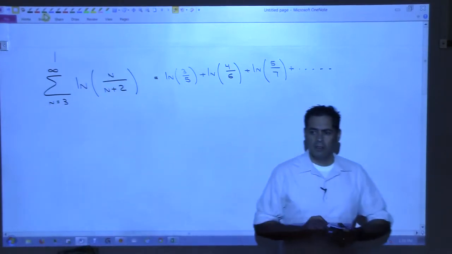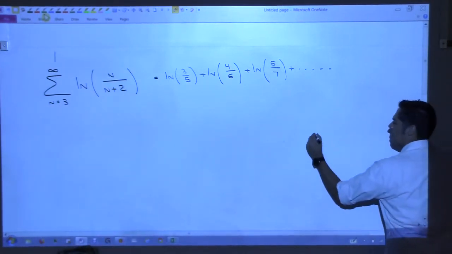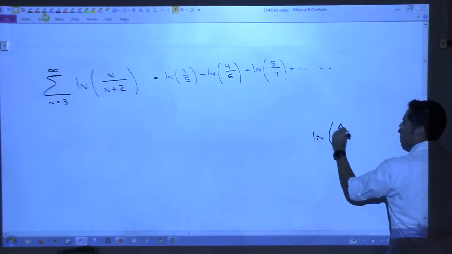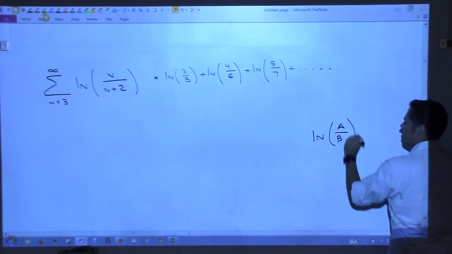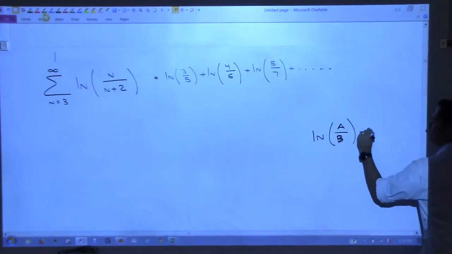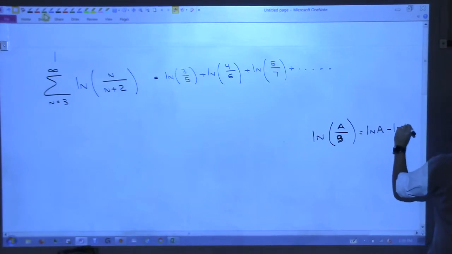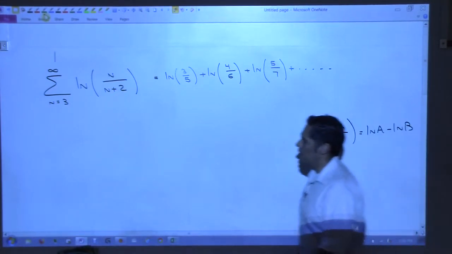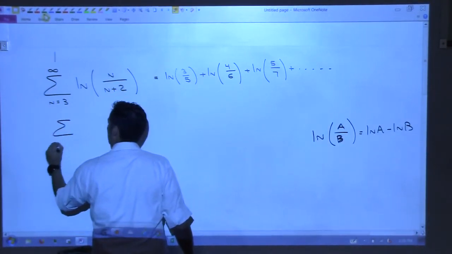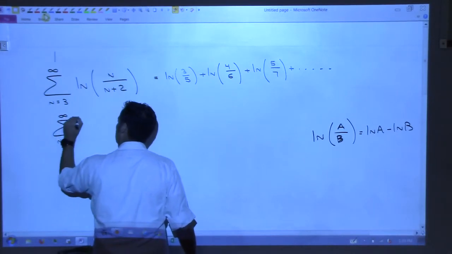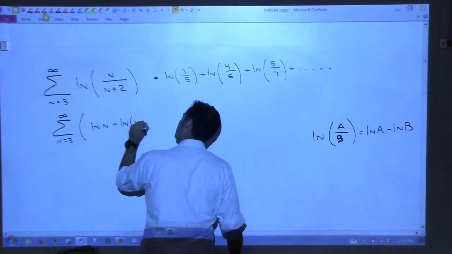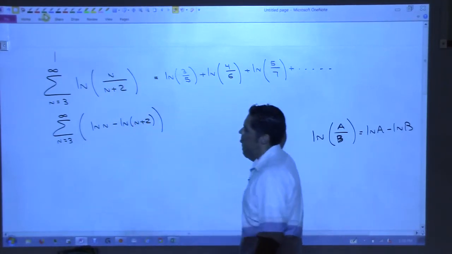Property of logs. What's the property of logs? I think you mean this. If you have the natural log of a over b, then this is natural log of a minus natural log of b. That's a property of logs. Subtraction between 2 logs turns into division within 1 log. So this could be rewritten as sum n equals 3 to infinity of natural log of n minus natural log of n plus 2, right?